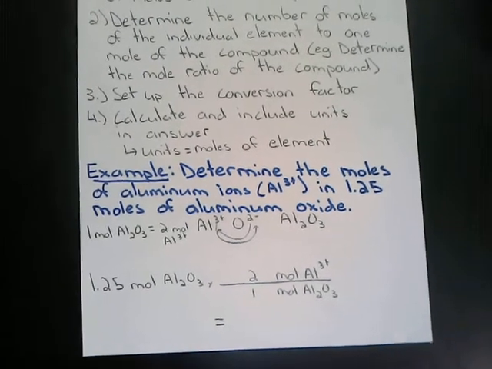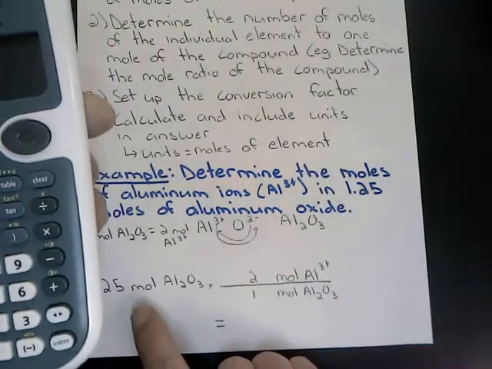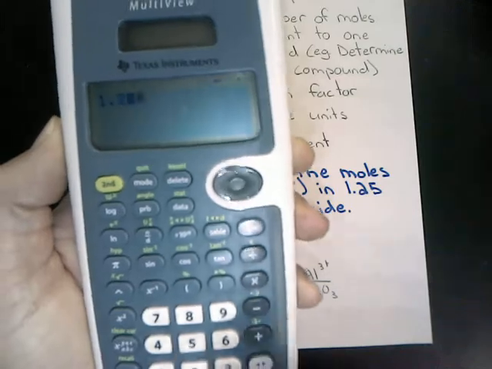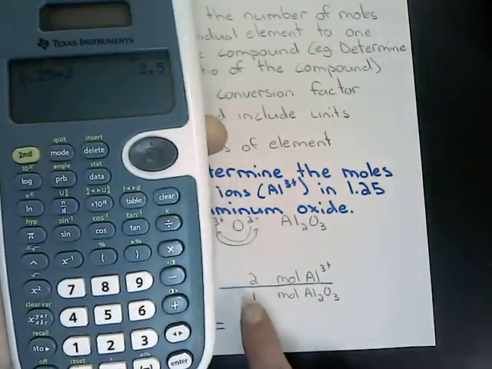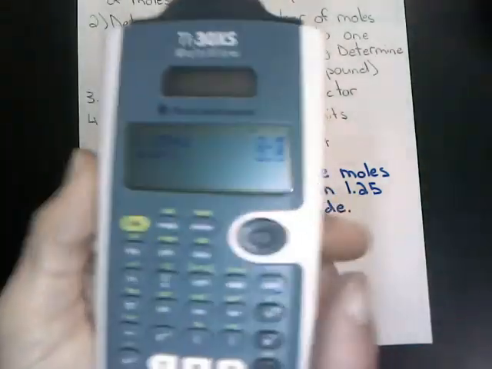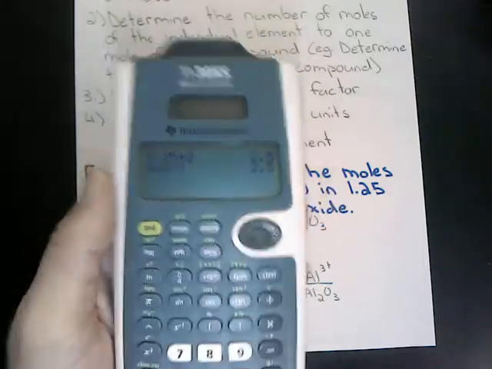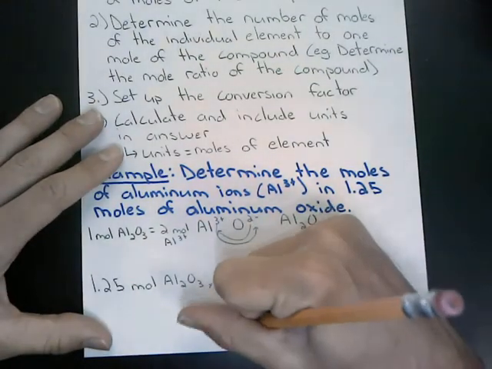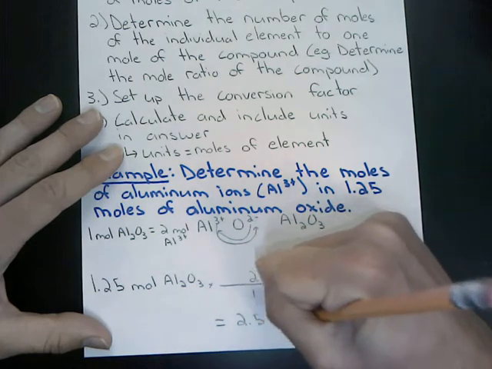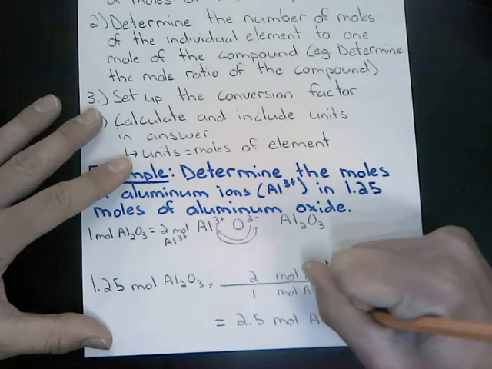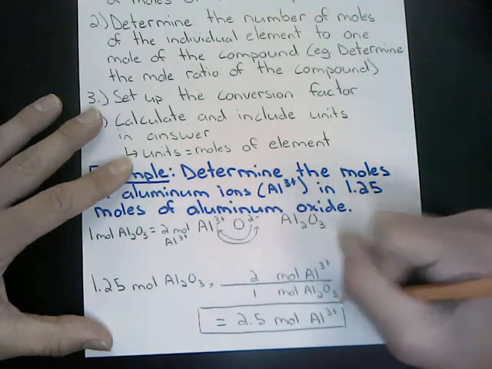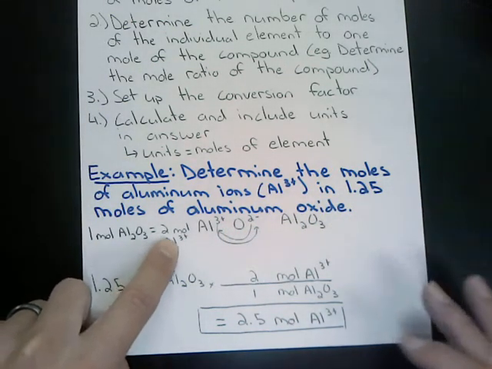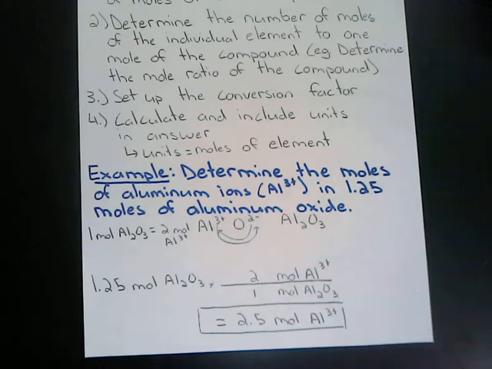What we're going to do here is type in 1.25 and multiply that by 2. We press enter, we get 2.5, and then we divide it by what's on the bottom. So we divide by 1, which hopefully you can see is the same thing. And so our answer here is 2.5 moles, and it's moles of those aluminum Al3+ ions. So again, all we're doing is going from moles of that compound and breaking it down into its individual elements. That's all we need to do for this particular problem.